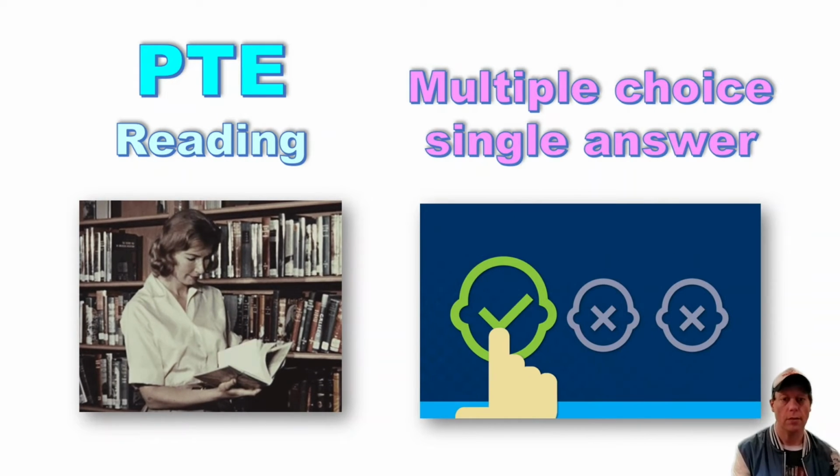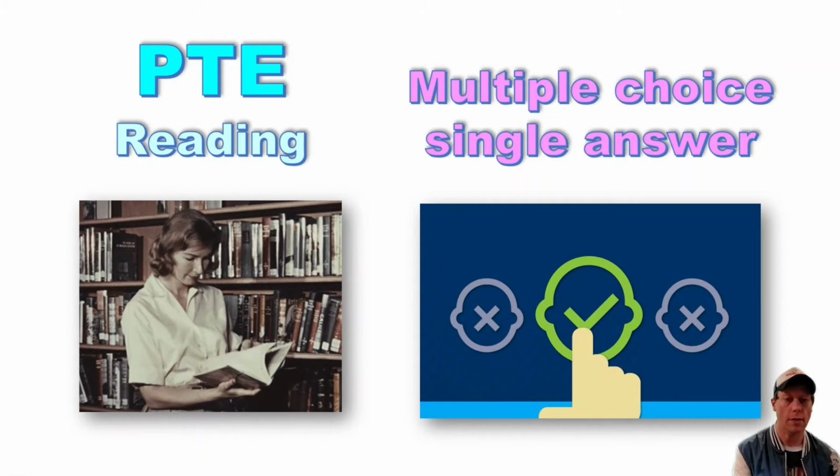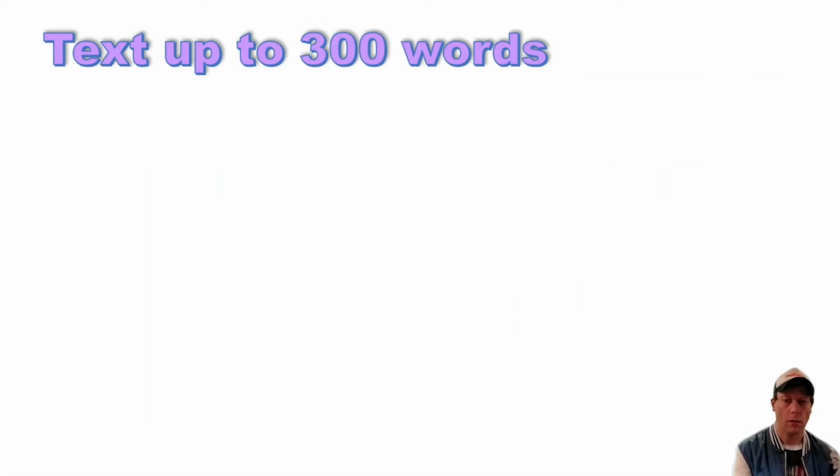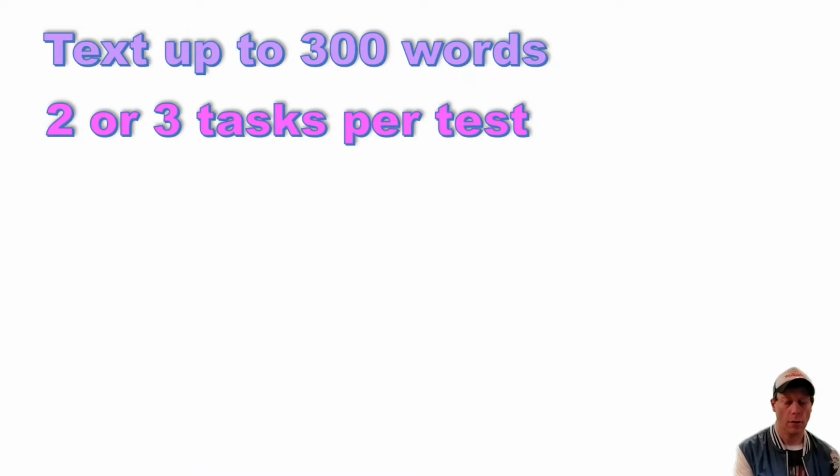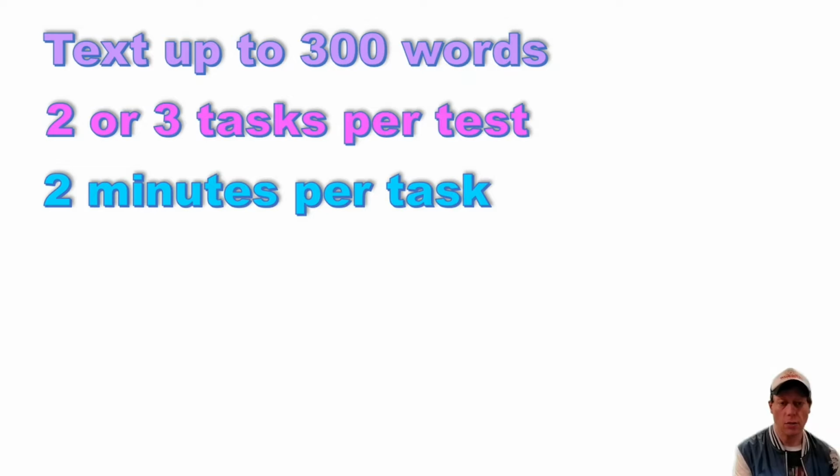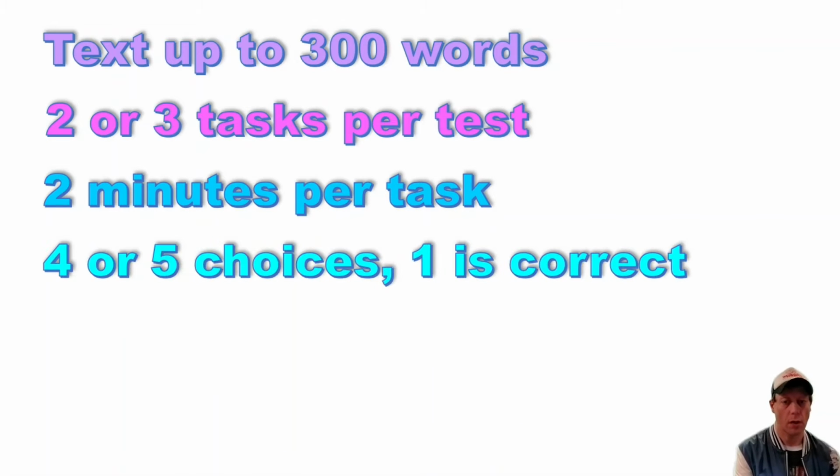This video deals with the PTE reading task, multiple choice, single answer. You'll see a text with up to 300 words. There are 2 or 3 of these tasks per test. They're each 2 minutes. You'll see 4 or 5 choices on the right of your screen, and only one of them is correct.